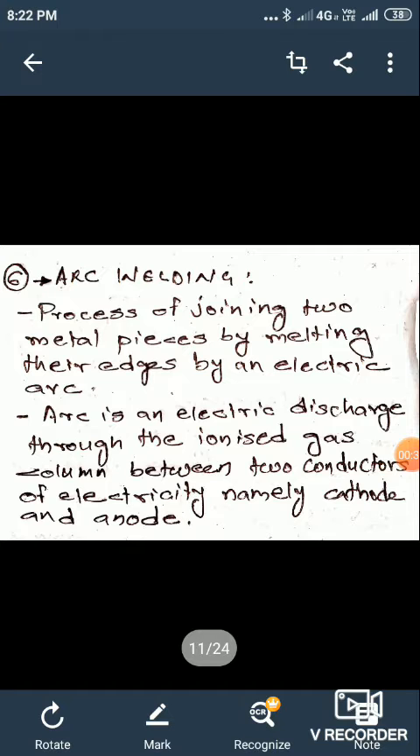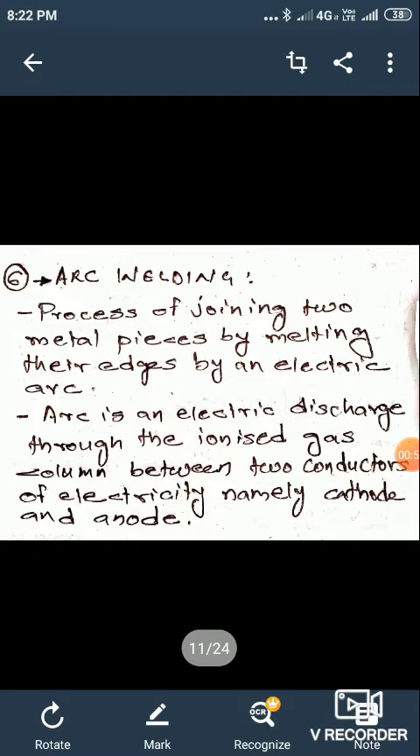And arc is an electric discharge. Arc is nothing but an electric discharge through the ionized gas column between two conductors of electricity, namely cathode and anode.